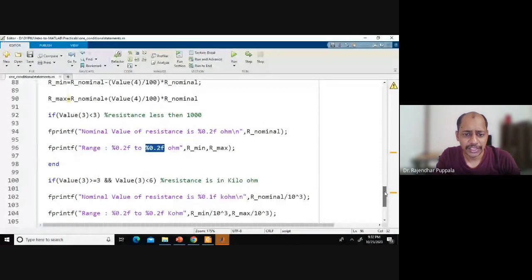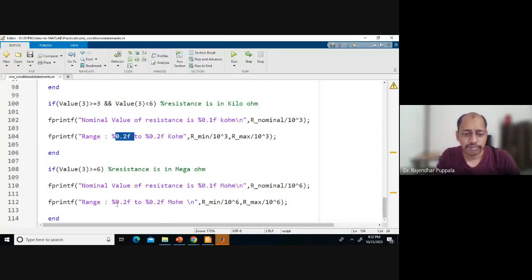For all the ranges, we have mentioned 0.2f only. It was clearly given in the problem: for the range, after the decimal, two numbers should be there. So that's why we are taking 0.2f. Here also 0.2f, and here also 0.2f.